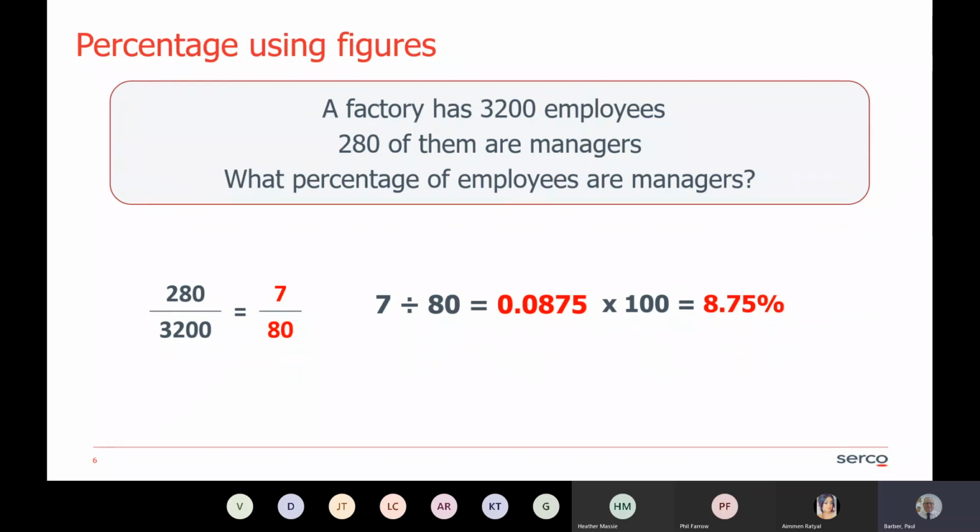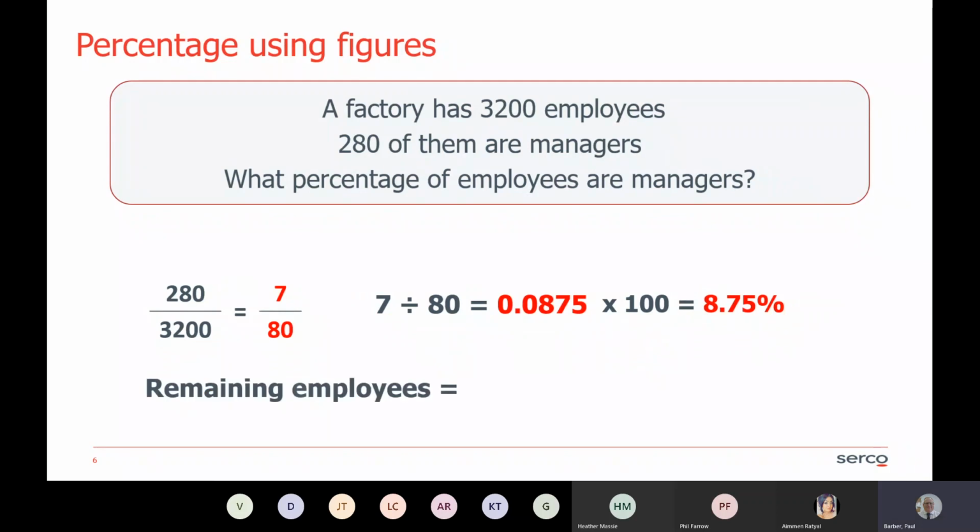So here, what we've got is we've been given some figures, and we need to work out a percentage. Our first stage was make a fraction. It's quite useful to draw it like that as a fraction. In the functional skills, you'll usually get a description such as this: a factory has so many employees, 280 managers, rather than it drawing just a fraction. So what you want to think is, well, let me draw that fraction out myself. You then divide it and then times it by 100.